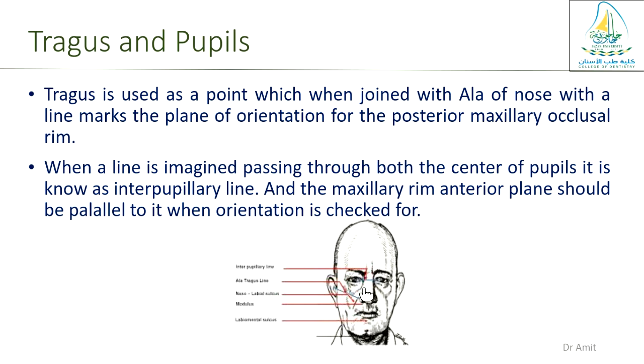Then there is one line which is known as the interpupillary line, that is an imaginary line which passes through both the pupils. This will show us the anterior plane of the occlusal rim when we are making our complete denture. The ala-tragus line will show us the posterior plane when we are making our complete denture.